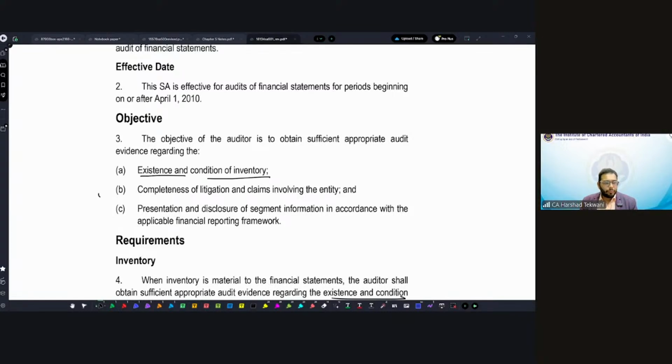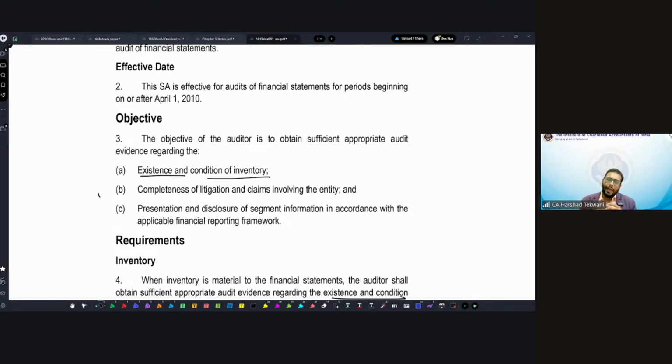Sir, we will check the legal expenses in the profit and loss account, what expenses they debited. Relating to that, whether anything is there, the list is complete, or we can check the board meeting minutes.